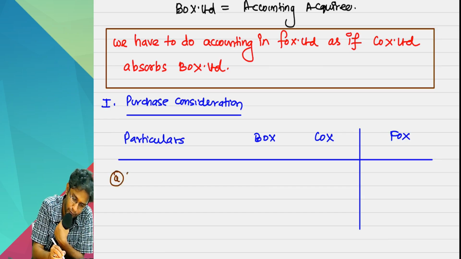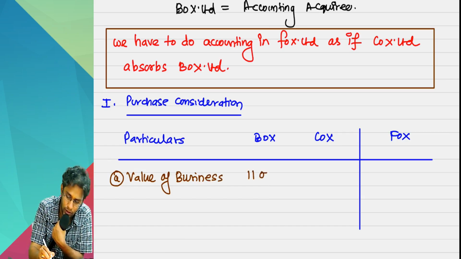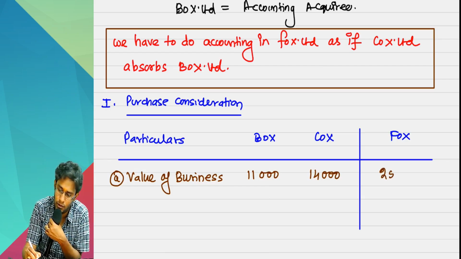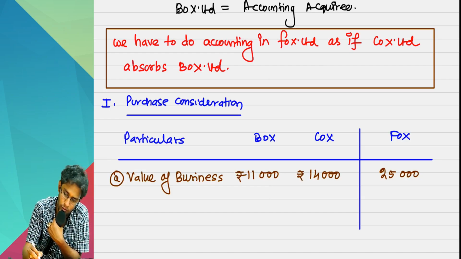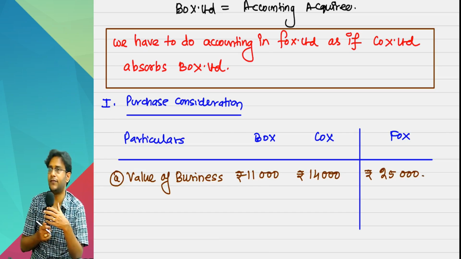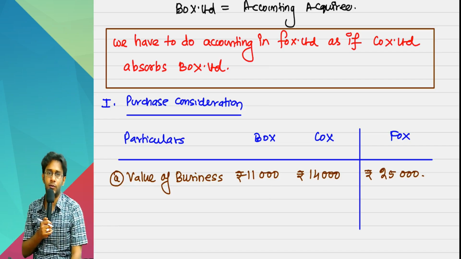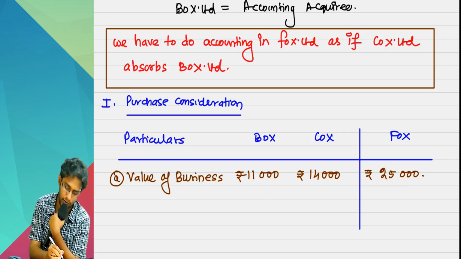Box's value on its own is 11, Cox is 14. For Fox, the combined value, they did not give anything. If they don't give you a combined value, you will only add them: 21,000. If the question gives you any value, you will take that value, because when two companies merge, the merged entity's value can sometimes be more. That's because of synergy earnings, what we see in the AFM chapter.